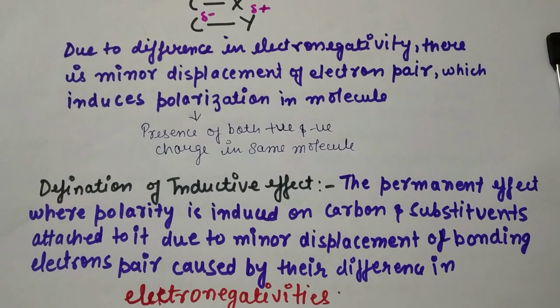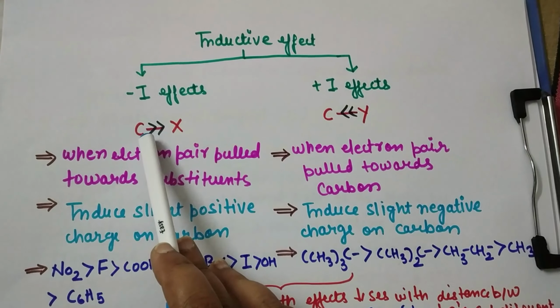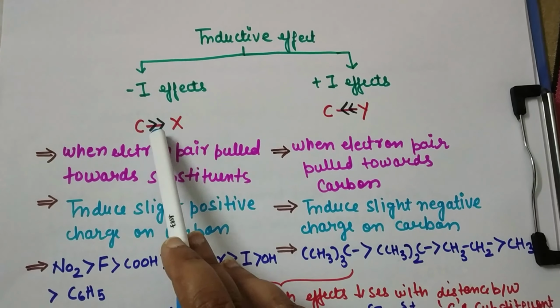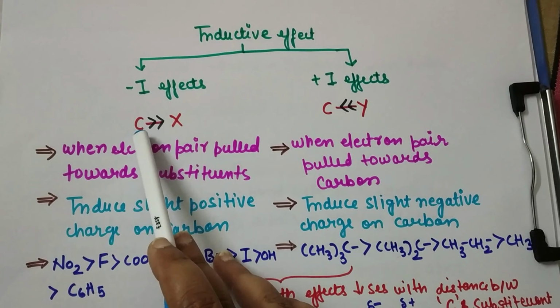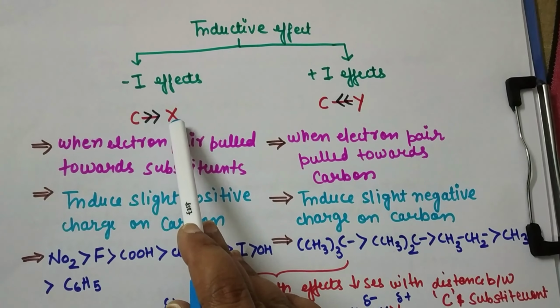Generally, inductive effect is of two types: minus I effect and plus I effect. In the minus I effect, the carbon is attached to a more electronegative atom, so the electrons move towards that atom.